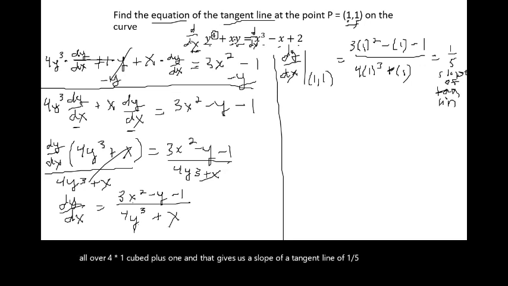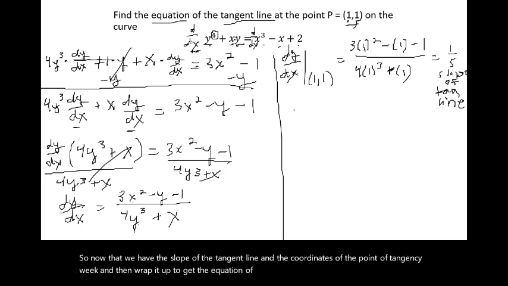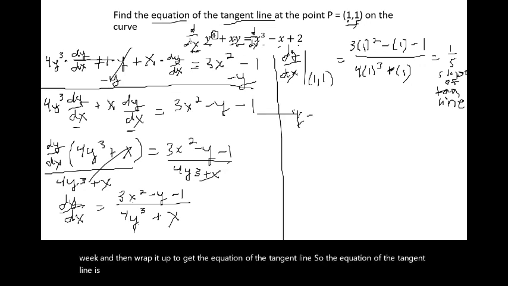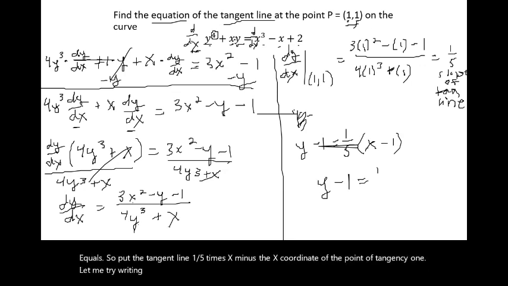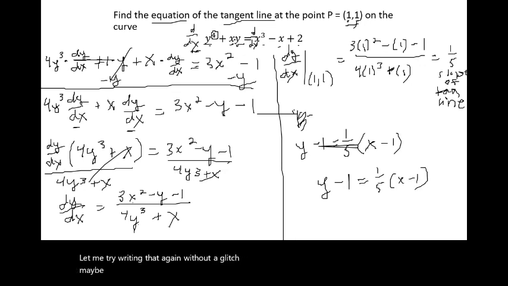So now that we have the slope of the tangent line and the coordinates of the point of tangency, we can then wrap it up to get the equation of the tangent line. So the equation of the tangent line is y minus the y coordinate of the point of tangency, 1, equals the slope of the tangent line, 1/5, times x minus the x coordinate of the point of tangency, 1. Let me try writing that again without a glitch. There we go. So then that is going to be the equation of your tangent line.